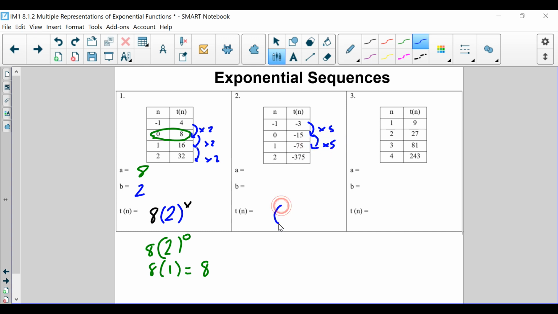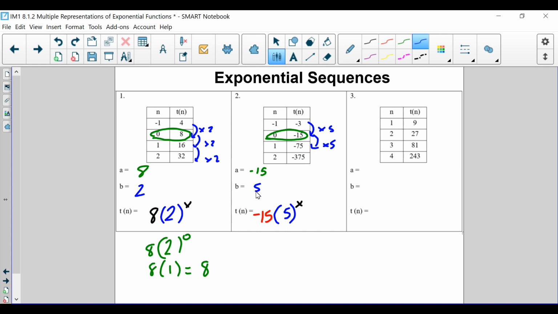Remember, when you're multiplying by 5, we know that's our multiplier, so we know it's going to be 5 to the x power. However, if you just have 5 to the x power, you're not going to have the table completed. So we need to make sure we include our y-intercept at the very front. So we're going to call it negative 15 times 5 to the x power. And this will actually give you the correct answers, where the a value, the starting portion, is negative 15. And when I say starting, I mean the y-intercept. And then 5 is going to be our b value.